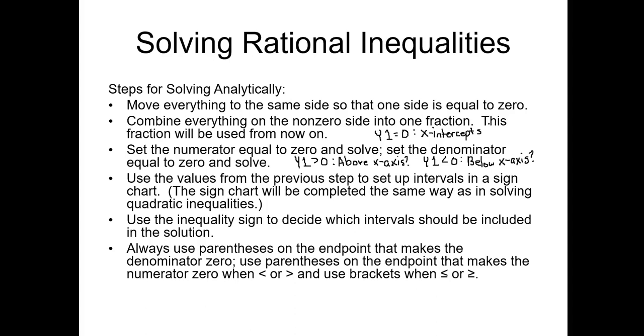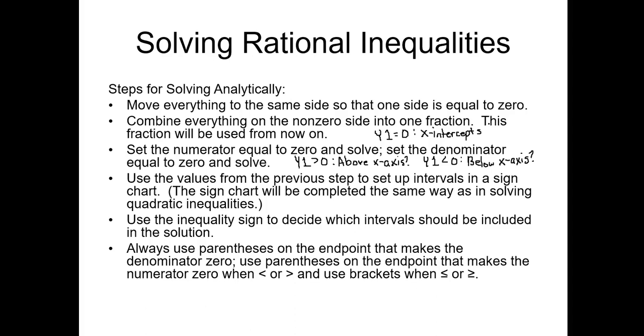So once you determine where the x-intercepts are, that's where it crosses, but then you have to figure out, well, where is it above? Where is it positive? Where is this expression positive? That's going to be where the graph's above the x-axis. That's the solutions for y1 greater than 0. And then when it's negative, that's the solutions for below the x-axis.